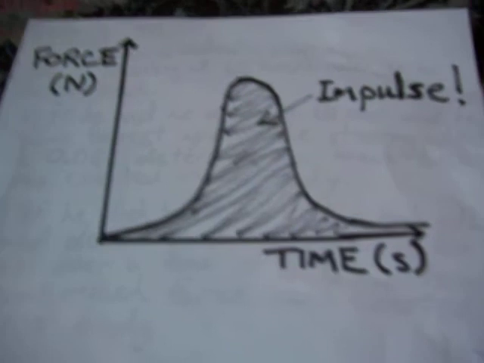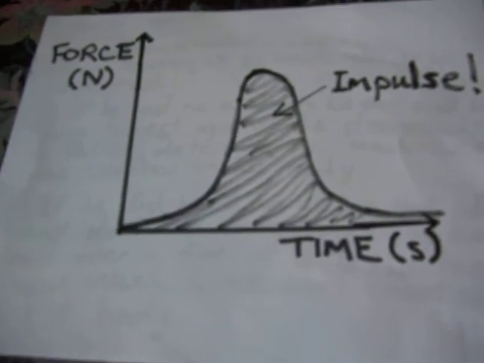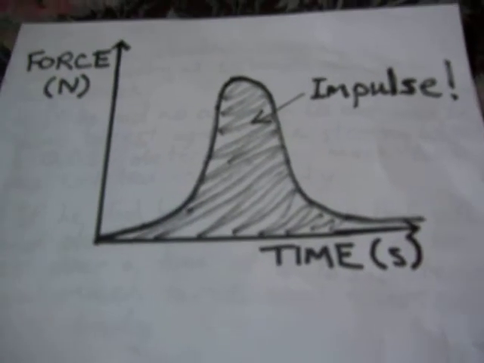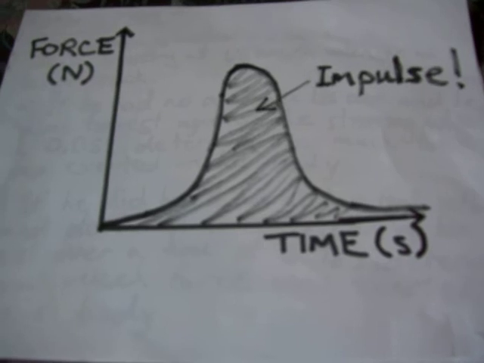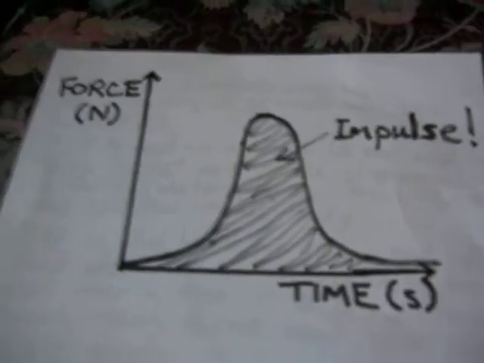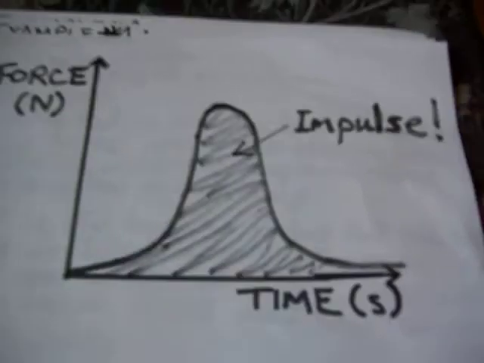This is a force time graph. These trials will produce a graph much like this one. The area under the graph, in this area, the shaded area, is the impulse.